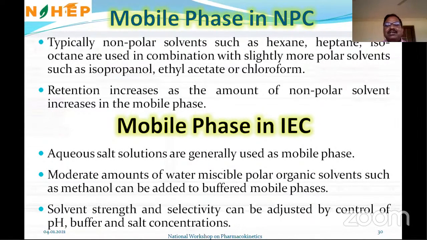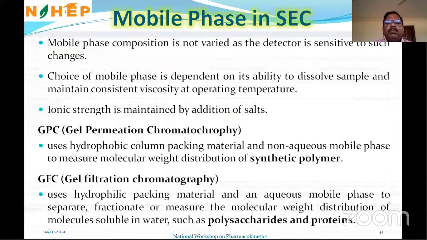Coming to the mobile phase in ion exchange chromatography. So here, aqueous salt solutions are generally used as the mobile phase. A moderate amount of water miscible polar organic solvents such as methanol can be added to the buffered mobile phase. Here, solvent strength and selectivity can be adjusted by control of pH and buffer and salt concentration.